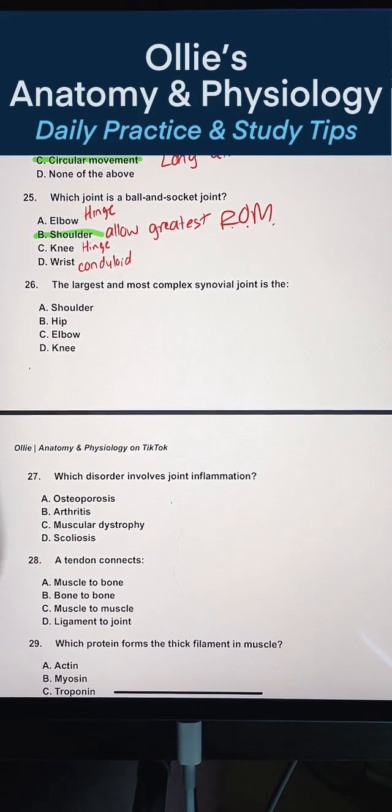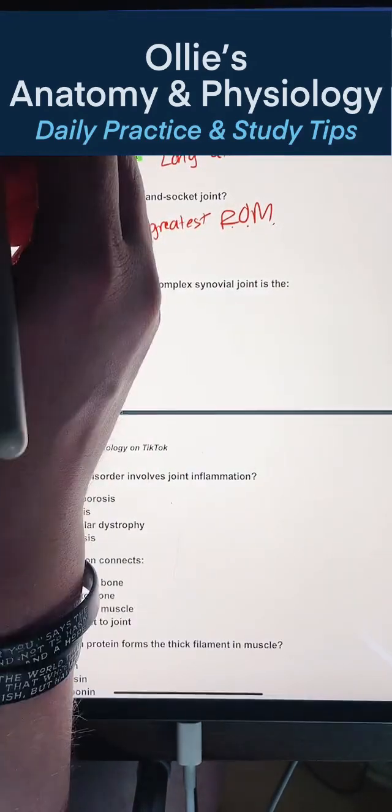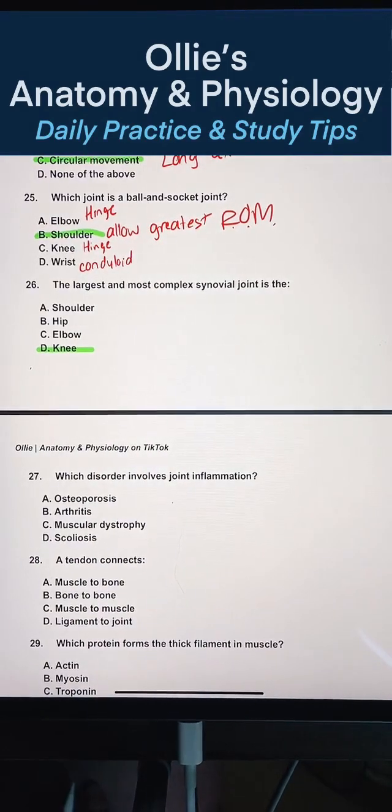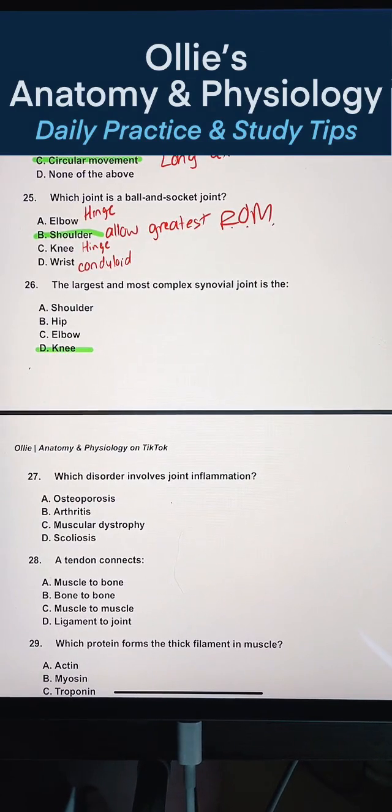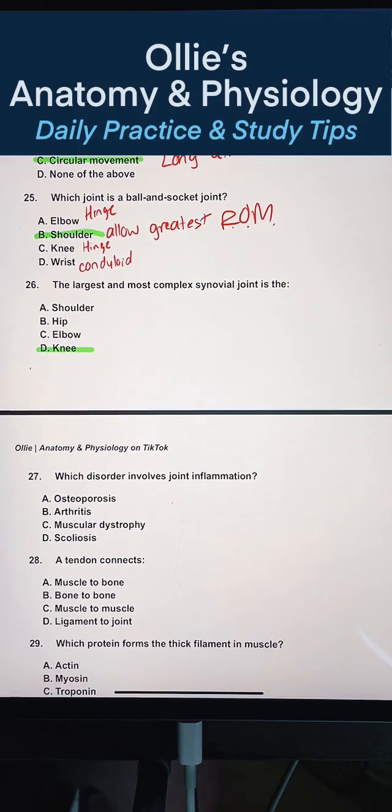But number 26, the answer is D. It is the knee. This is because of all of the ligaments and menisci that are involved in your knee. The other ones are, yes, they are complex, but they are less complex. Like your ACL, your PCL, your MCL.